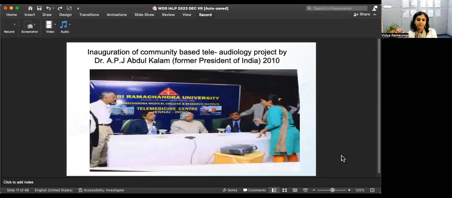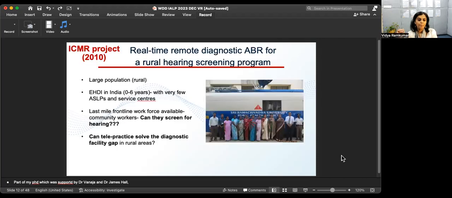We had a very grand inauguration of this project back in 2010 by the then President of India, a big visionary, Dr. APJ Abdul Kalam, who's also had a pet project on indigenous cochlear implants. So I'm not going to go into each of these projects, but I do want to share some of the lessons from three key projects because that will help you see and connect with the current project that we are doing.